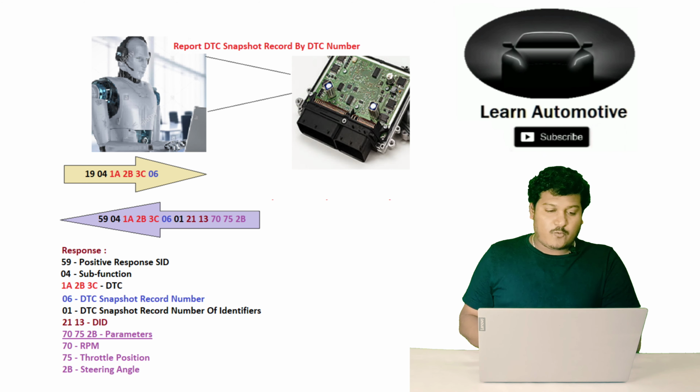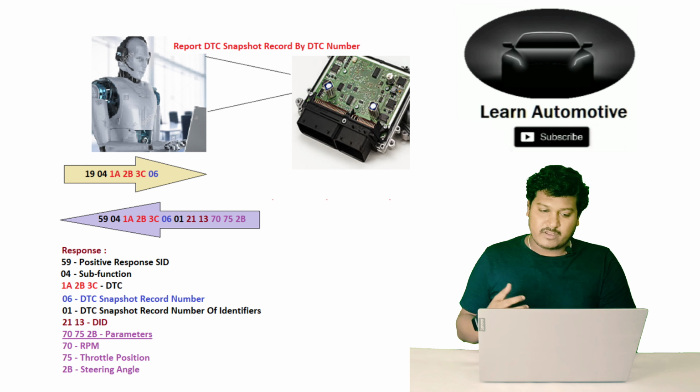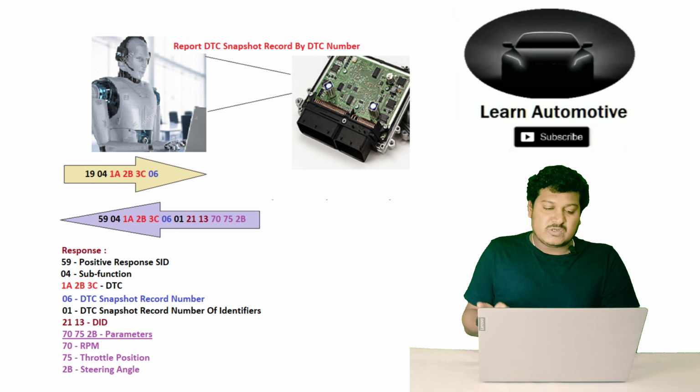All right. So what response we are getting is, see, 59. If it is a positive response, 59. 04 again is the subfunction. Then 1A, 2B, 3C is again the DTC. 06 is the DTC snapshot record number. That is, whatever we have sent, the same we'll receive for acknowledgement purpose, right? So we have to understand these particular records are associated with this DTC and the same DTC snapshot record number.